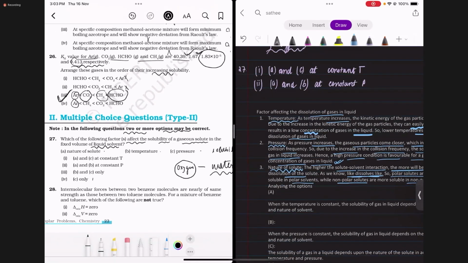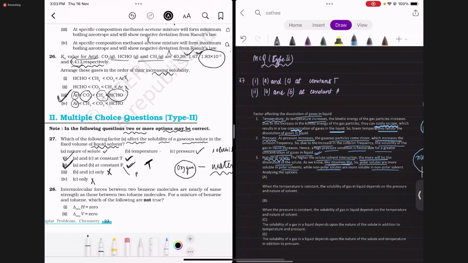So we cannot say C only, and we cannot say B and C only, it depends on all three. So A and C, that is nature of solute and pressure at constant temperature, we can say, and nature of solute and temperature at constant pressure, we can say. That is, if we keep the temperature constant, solubility depends on the nature of solute as well as pressure both, and if we keep the pressure constant, then it depends upon the nature of solute and temperature both. So option 1 and option 2 will be the correct answer.